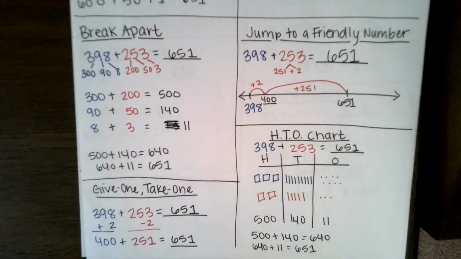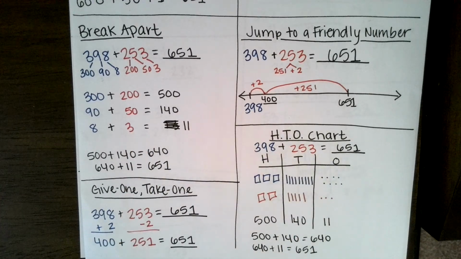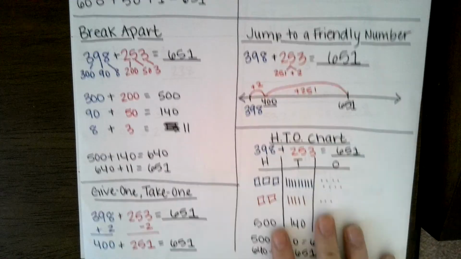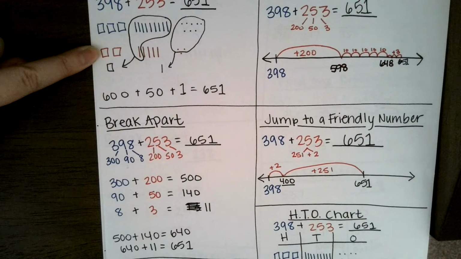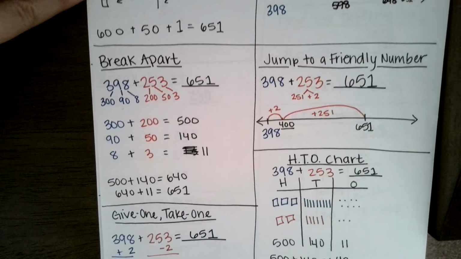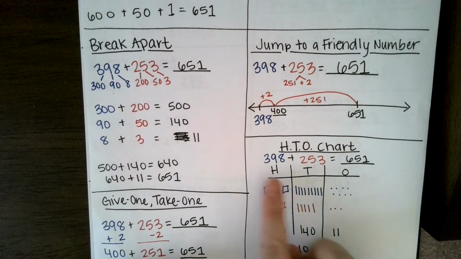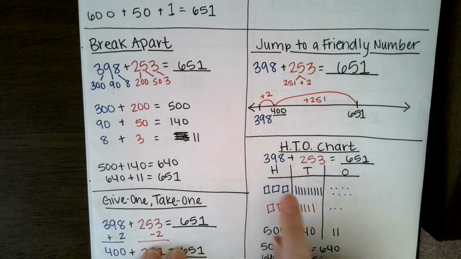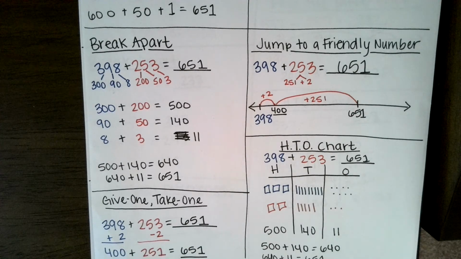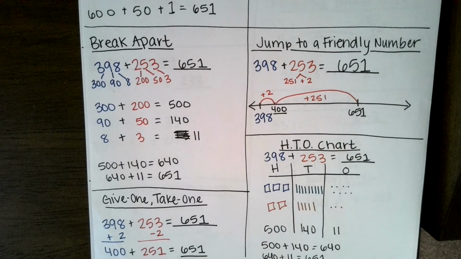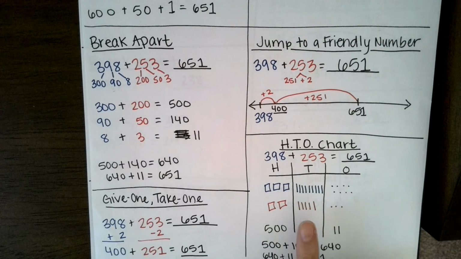The other 2 strategies that you see on this poster here are the HTO chart. You'll notice that the HTO chart looks very similar to the tens and ones that we practiced up here. The only difference is that we are organizing it into our place values, hundreds, tens, and ones. This strategy here is getting you prepared to use the standard algorithm, and it's a really great strategy to use to check your work after using the standard algorithm.